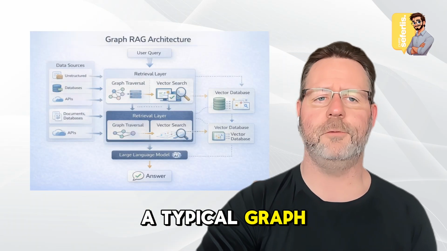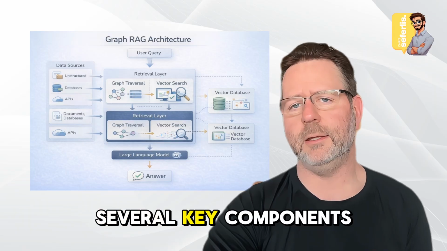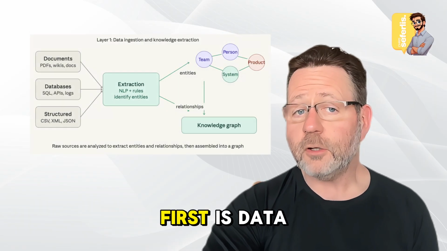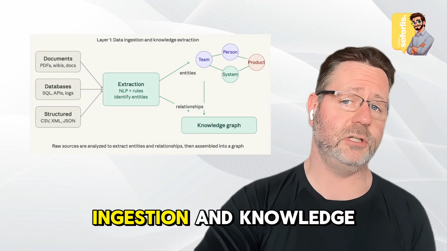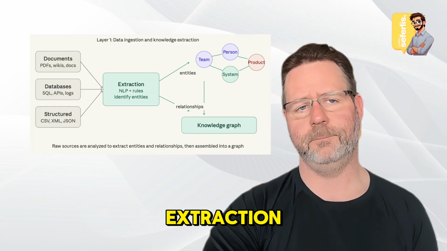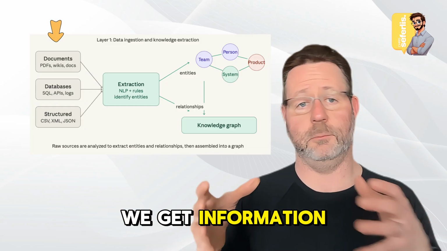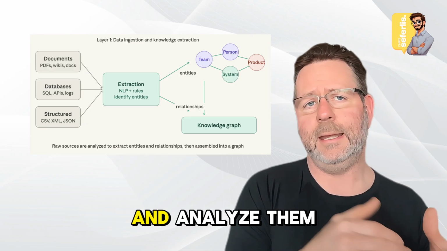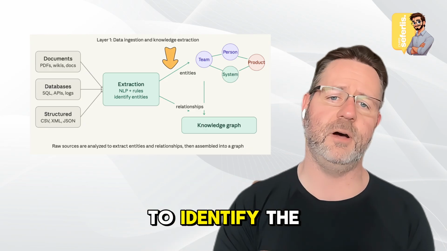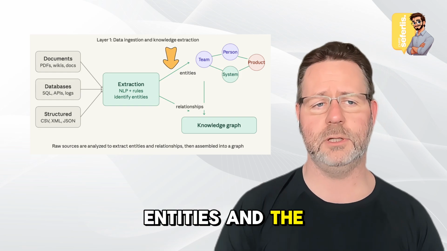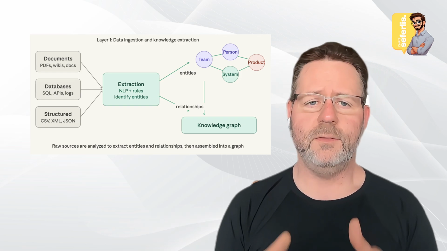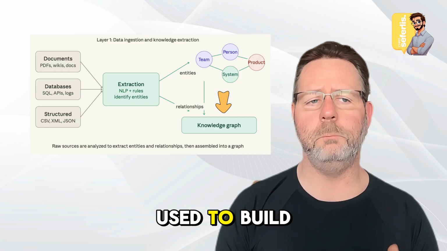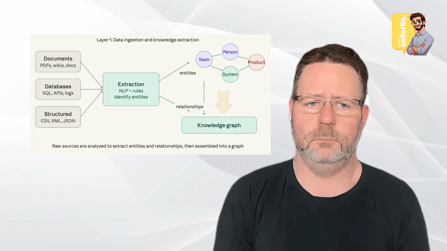A typical GraphRAG system includes several key components. First is data ingestion and knowledge extraction. We get information from documents, databases, and structured systems and analyze them to identify the entities and the relationships. These elements are used to build a knowledge graph.